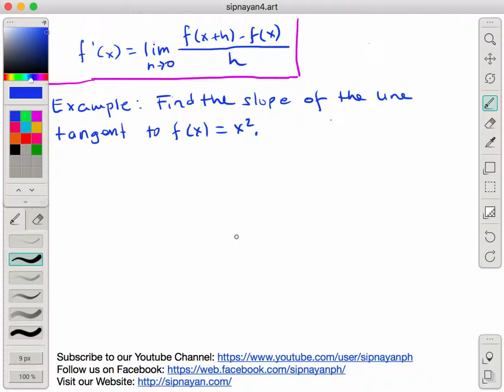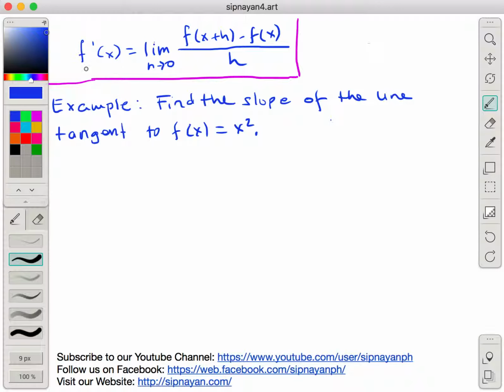In this video ay itutuloy natin yung series natin on calculus. And kung pinapanood nyo itong series na to, sabi natin sa previous video, pag sinabi nating derivative, it's actually the slope of a line tangent to a function at a point. So, yung derivative ay dinenote natin siya ng f prime of x, the derivative of f at x.